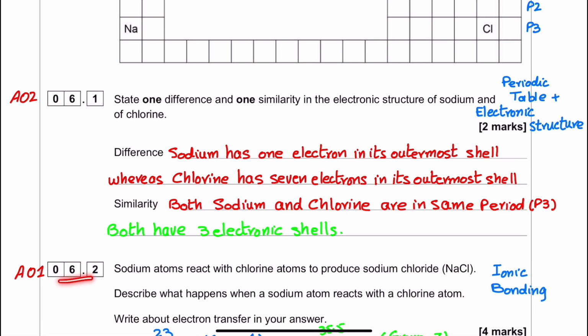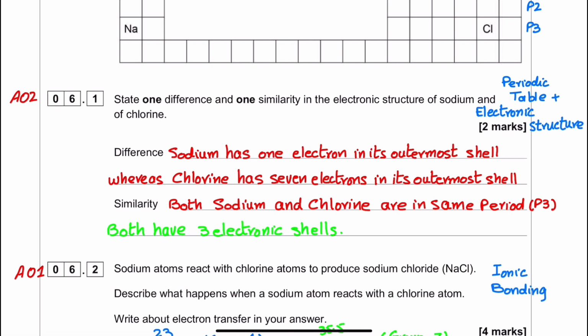(6.2) is an AO1 question, and this question is from ionic bonding. Sodium atoms react with chlorine atoms to produce sodium chloride, NaCl. Describe what happens when a sodium atom reacts with a chlorine atom. Write down electron transfer in your answer.